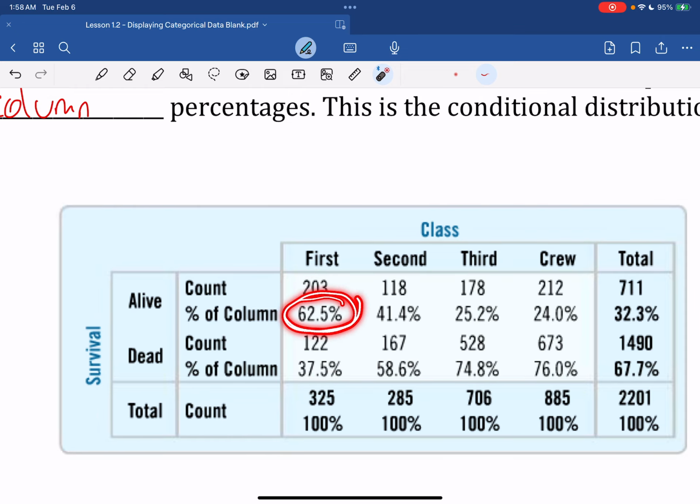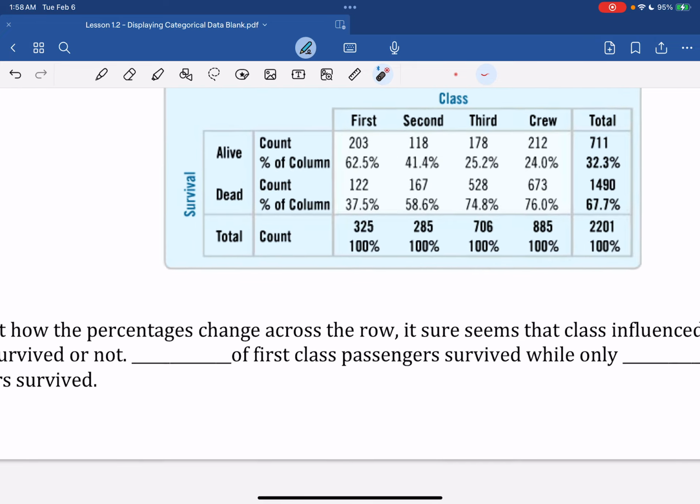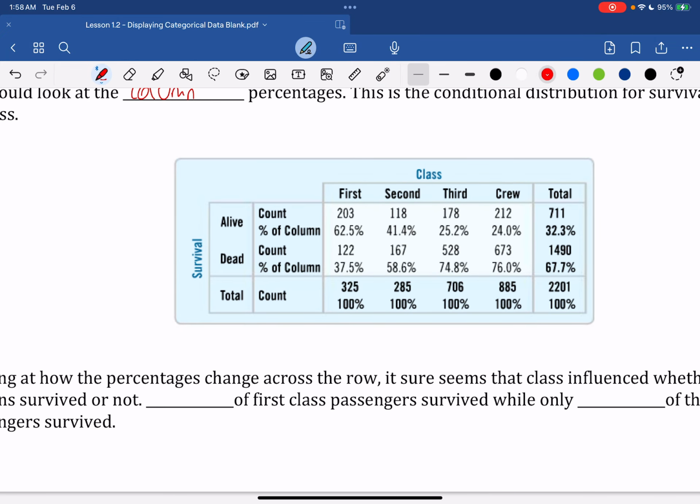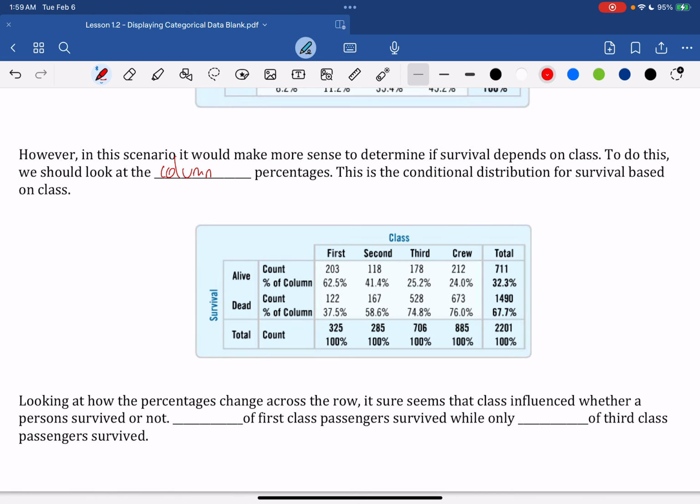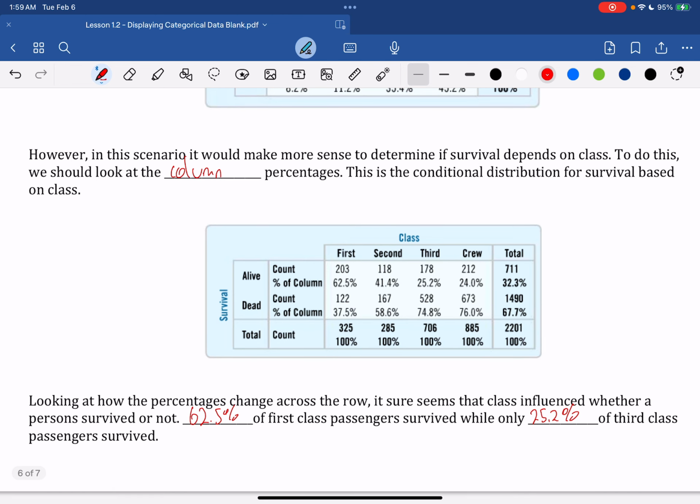325, 62.5% survived. Out of the third class, only 25% of them survived. The crew, only 24% of them survived. In total, 67% of people died, which is the same as the first class survival rate, which I think is pretty crazy. So we're going to say that it sure seems that class influenced whether a person survived or not, because we see that 62.5% of first class passengers survived, while only 25.2% of third class passengers survived.